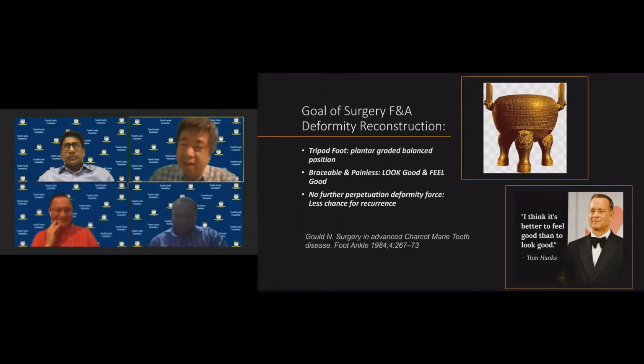So I'm thinking about the goal of the surgery of any deformity correction. The patient needs to have a tripod foot, so they can be in a plantigrade, balanced position, and if they can work with a brace, usually a gauntlet type of brace for those patients, that will be a success. And it needs to look good, and the patient needs to feel good, so they do not have the pain they had before. Also, I want no further perpetuation of deforming forces and fewer chances for recurrence. And for CMT, it's a progressive process.